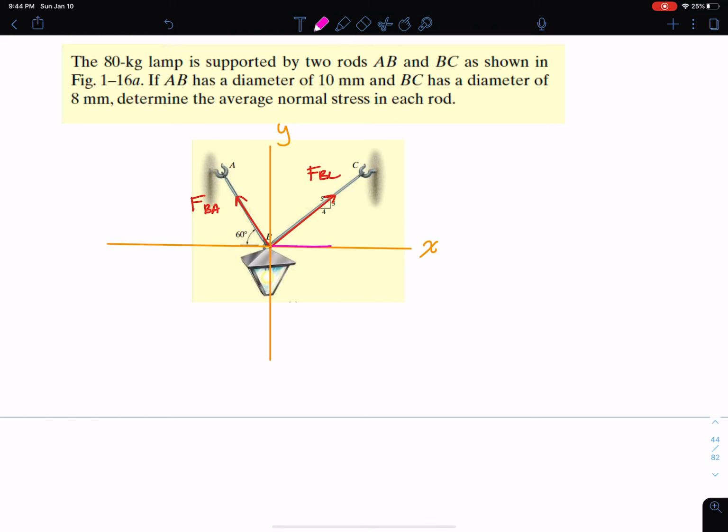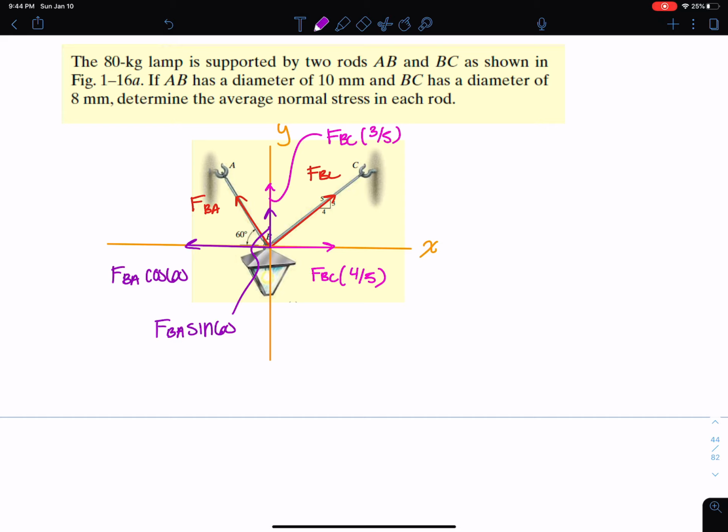Okay, so here I have FBC times 4/5, the adjacent. Here I have FBC times 3/5, the opposite. And here I have FBA cos 60 and FBA sine 60. Okay.